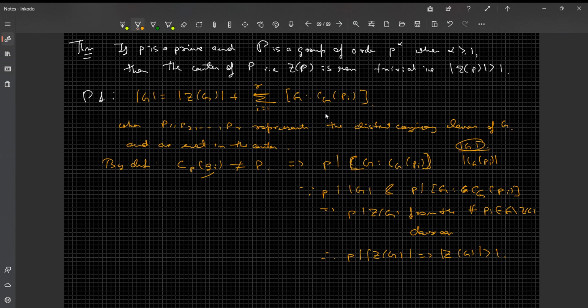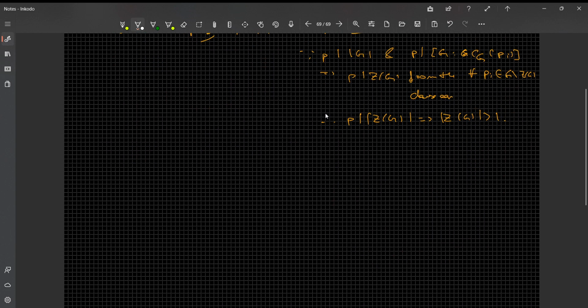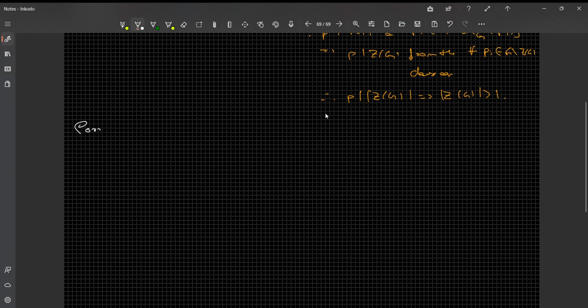Okay, let us move on to the last proof of this, which is a corollary of this theorem, and which is also again very highly important because it helps in characterizing the groups of order p squared. So corollary: if this group capital P has order p squared for some prime p, then P is abelian. That is, Z(P) must equal P.